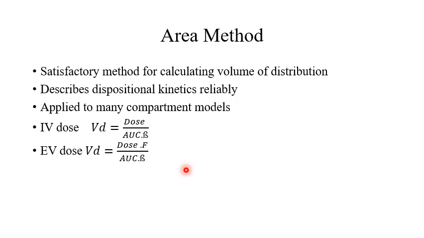So the volume of distribution of drugs that are highly protein bound, for example, drugs having binding capacity of greater than 80%, also tends to be small. It means they are confined to the extracellular fluid only.